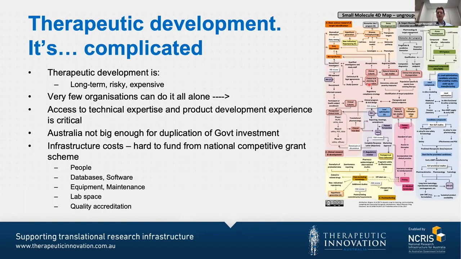And this is another way of putting that D1 to D4 scheme. It's a big scary diagram created by the US National Institutes of Health, I think to give politicians nightmares. But what it does do is to articulate that the development of a therapeutic from go to woe is long, it's risky, it's expensive, and very few organizations can do it alone. And in an area like Australia, it does mean that access to the technical expertise and people who've done this is invaluable, and that is what we aim to make accessible.